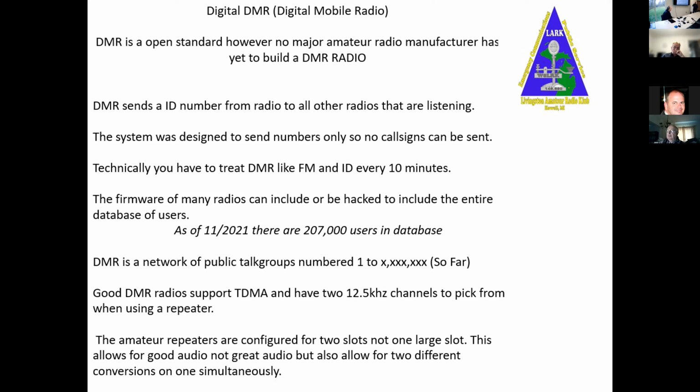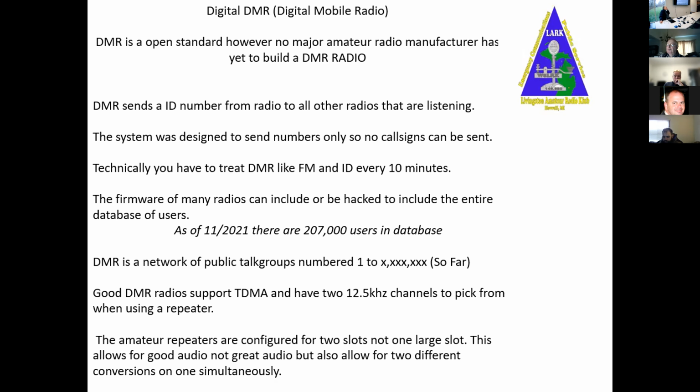Good DMR radios will support TDMA. Everybody know what TDMA is at all? It's time slicing, which means that, I don't know everybody's name here, I know George, so I can pick on them. Jerry and George want to talk on the same frequency at the same time to 2 different people. You can do that. If you're on slot 1 and you're on slot 2, you can hold 2 different conversations on the same frequency at the same time.